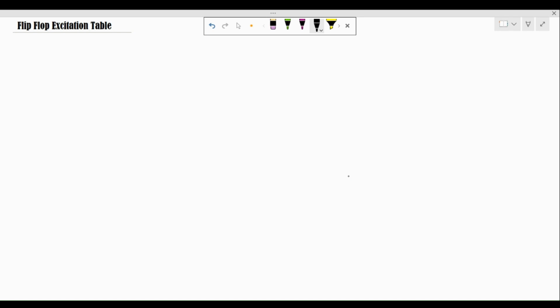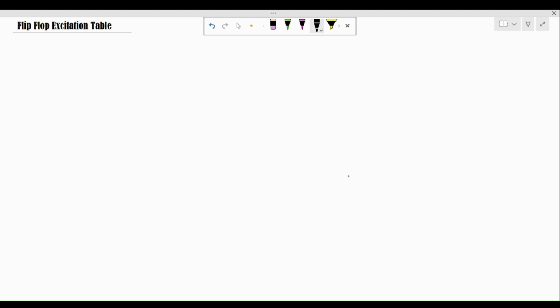In the long run, we are going to memorize it, or rather it would happen intuitively. But how do we actually arrive at the excitation table? If we know that, then it is okay if we don't memorize it, because we can always derive the excitation table on the go.